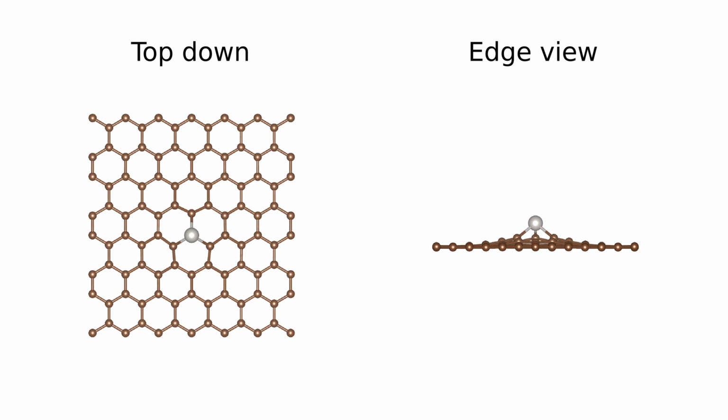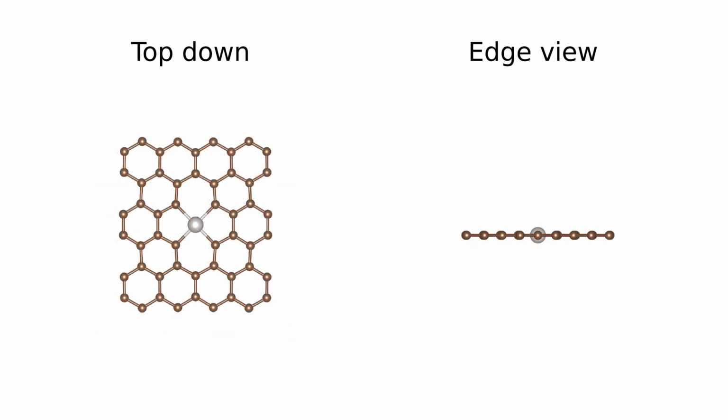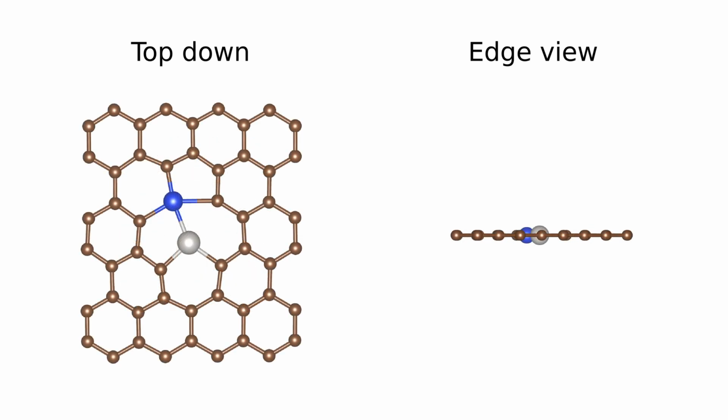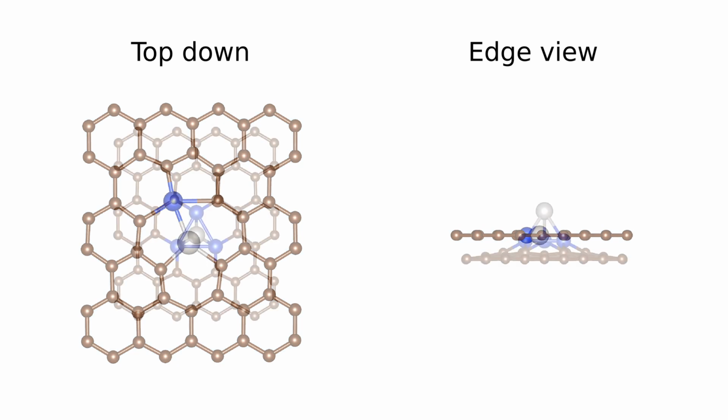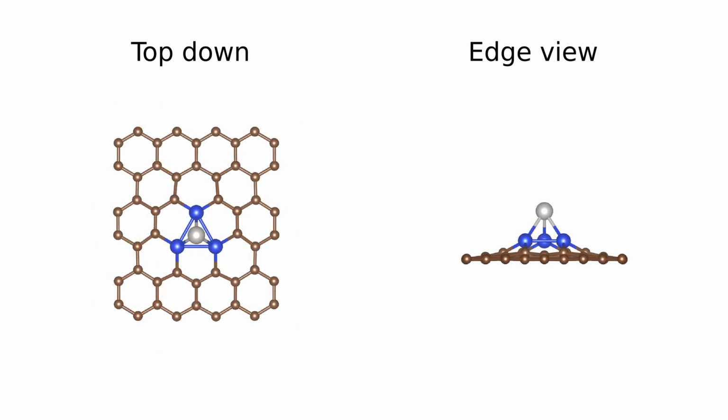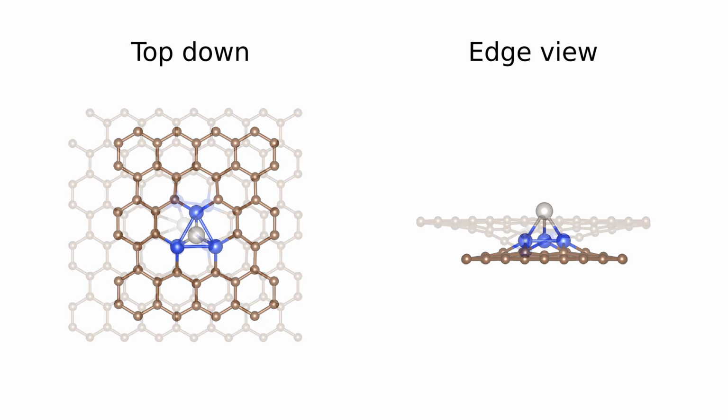A platinum atom at a single vacancy site protrudes from the graphene basal plane, drawing some of the surrounding carbon atoms up with it. A platinum atom at a divacancy site remains planar. Likewise, a platinum-silicon dimer attached to a trivacancy site also remains planar. More complex platinum-silicon structures were also examined that distort the surrounding graphene.